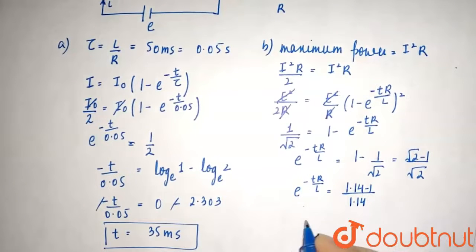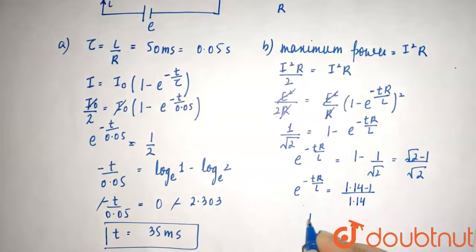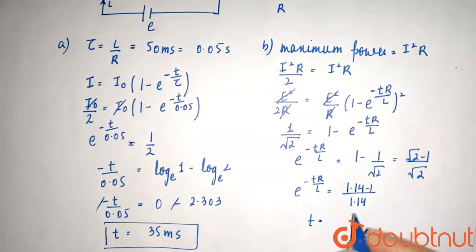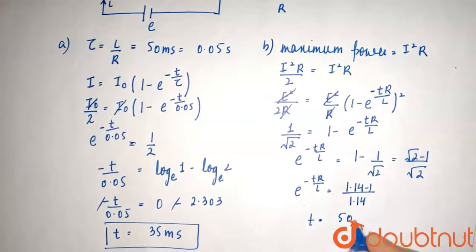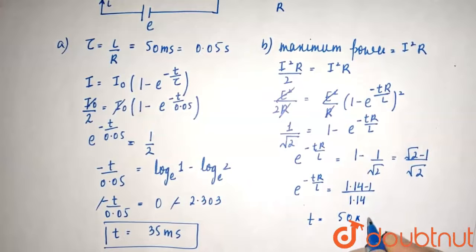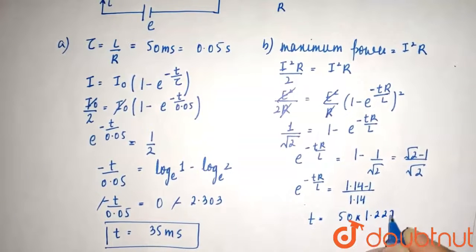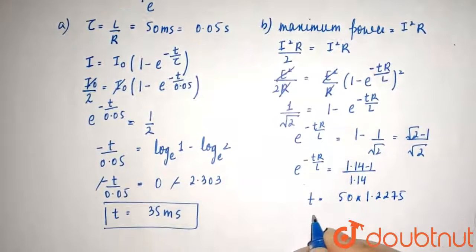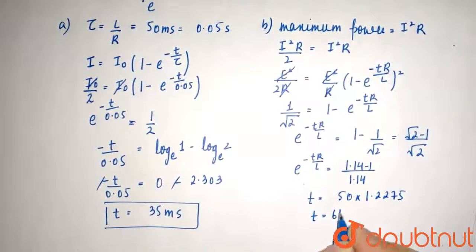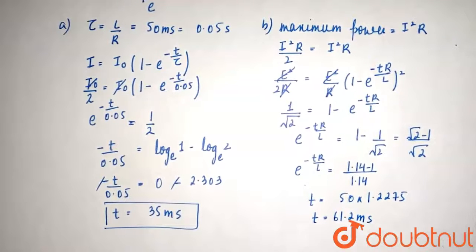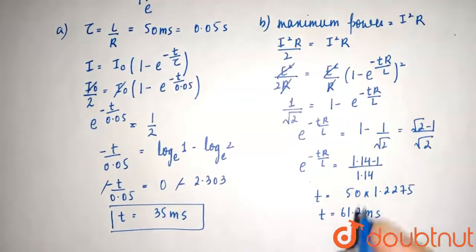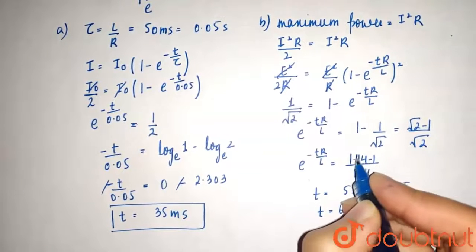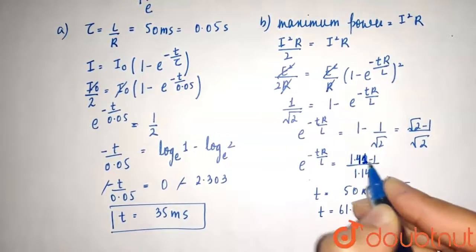After this we can write t is equal to, this thing is 50 into this thing, which becomes 1.2275, and after this t is equal to 61.2 milliseconds. Actually, root 2 is 1.41, not 1.14.